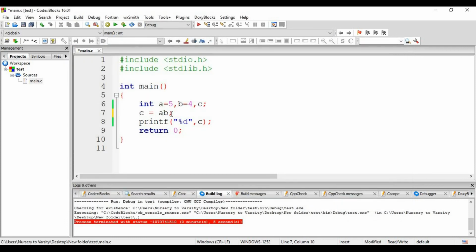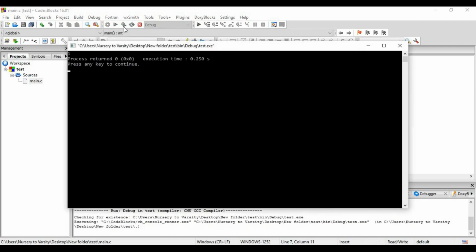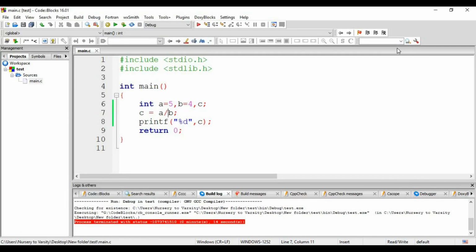Now let's change it to divide. And run it. And the answer is 1. The actual answer is 1.25. But the variable c is of integer type. So it comes as 1. So let's close it. These are the different arithmetic operators which we have learned.